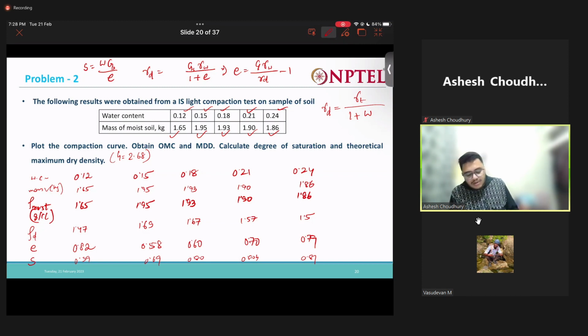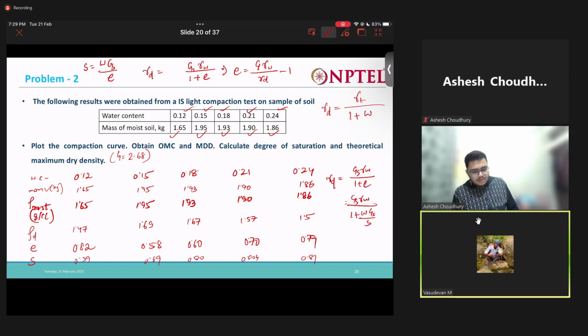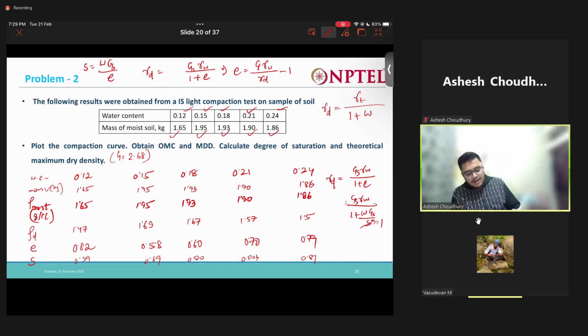Now it's also asked in the question, calculate the theoretical maximum dry density. So when will we get the theoretical maximum dry density? When our degree of saturation is equal to 1. So our formula for dry density we can also write by wGs by S. For theoretical, S is equal to 1. So my formula will be Gs gamma W by 1 plus wGs, right? So now please put the values.